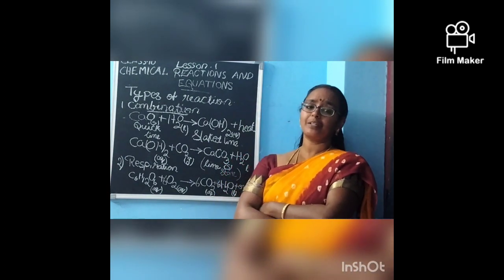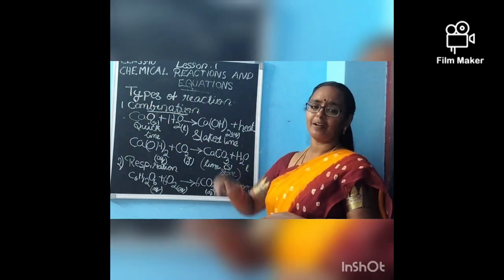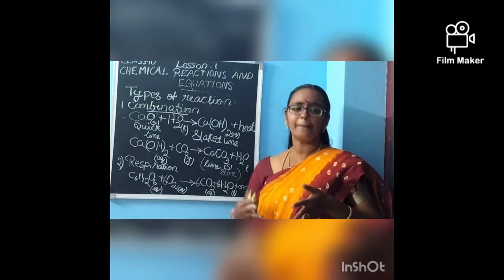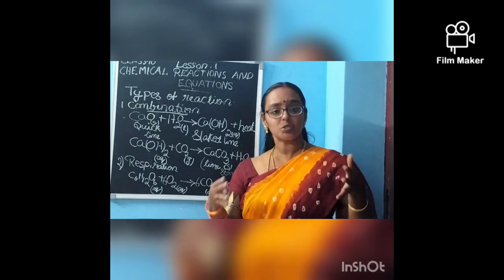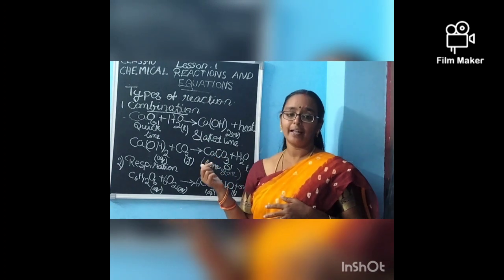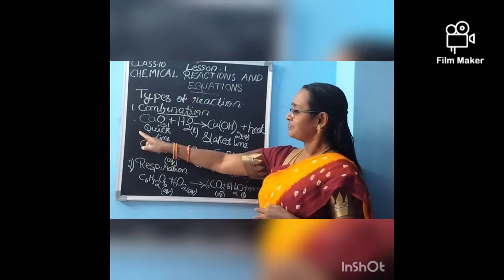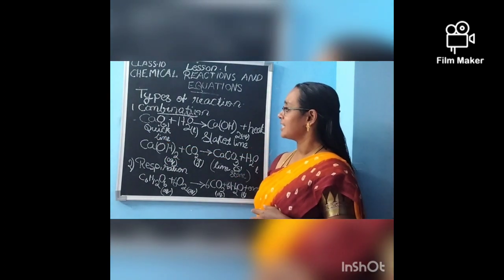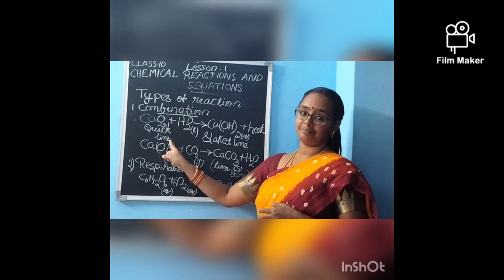Now we are moving to the types of chemical reactions. The first type is combination. What is the meaning of combination? Combine. Two or more reactants will combine to form a product or two products, and how they will combine, all this we will see in this reaction. See, the first reaction is calcium oxide. What is it called? Quicklime.